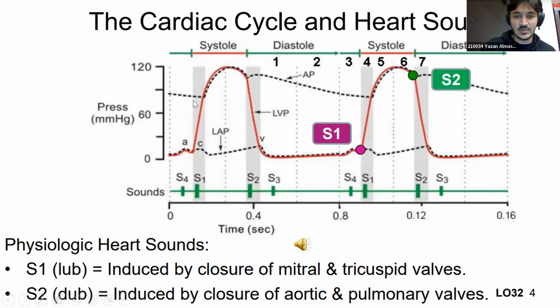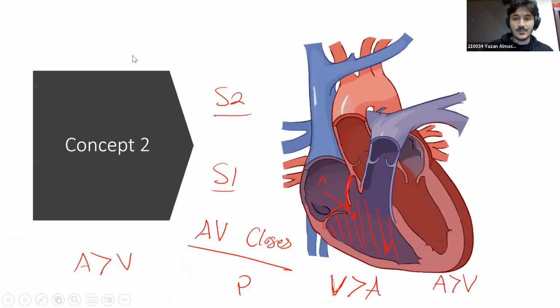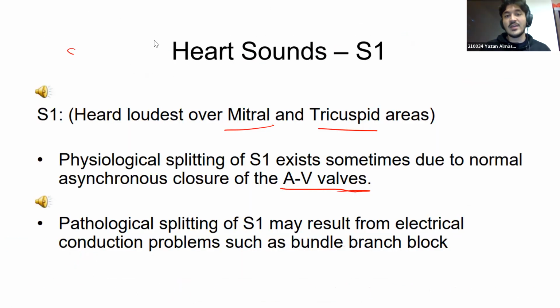So I'll just go back to show it to you guys. We're talking about the tricuspid and the mitral valve. The tricuspid valve is in the 5th intercostal space near the sternum. The mitral will be in the 5th intercostal space, mid-clavicular line. This is where we hear the S1 sound.